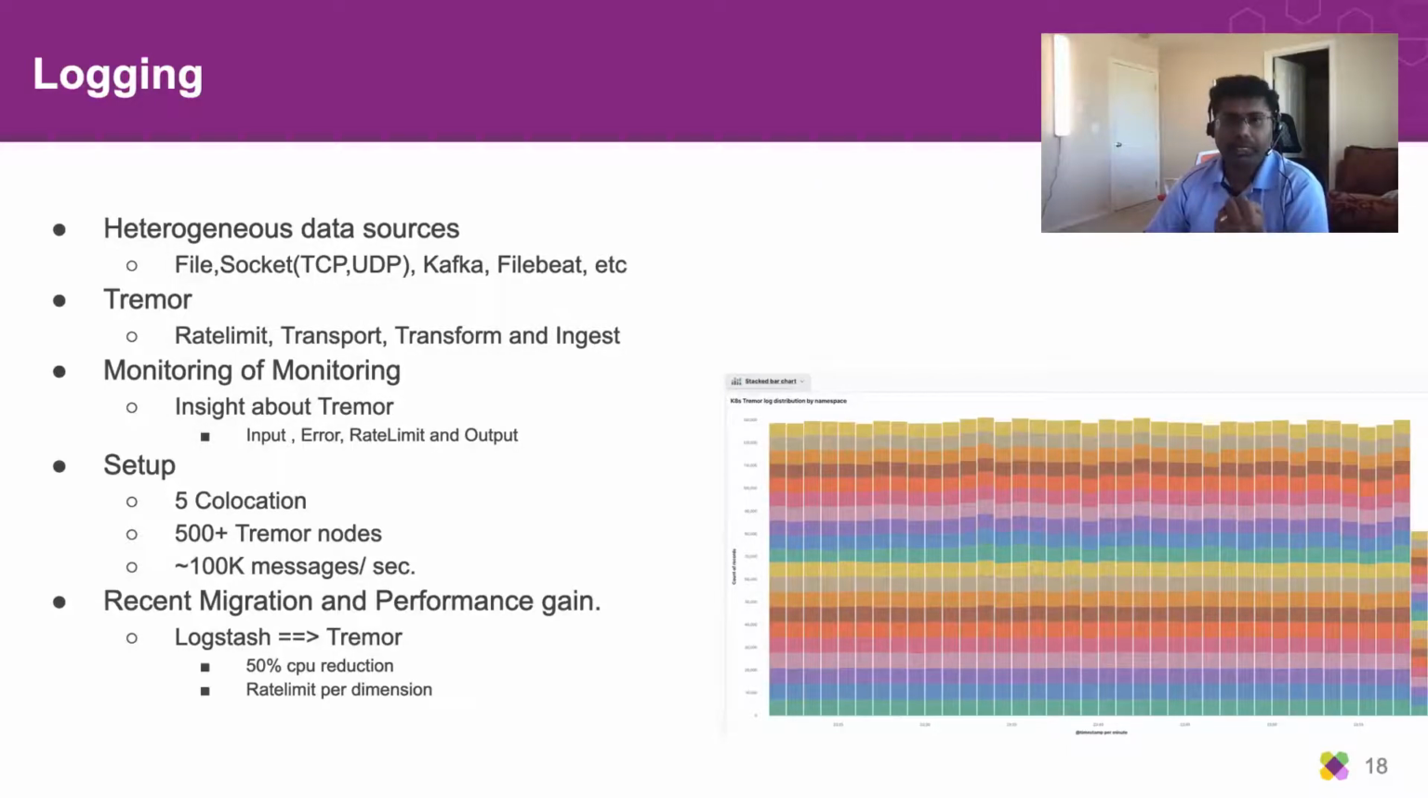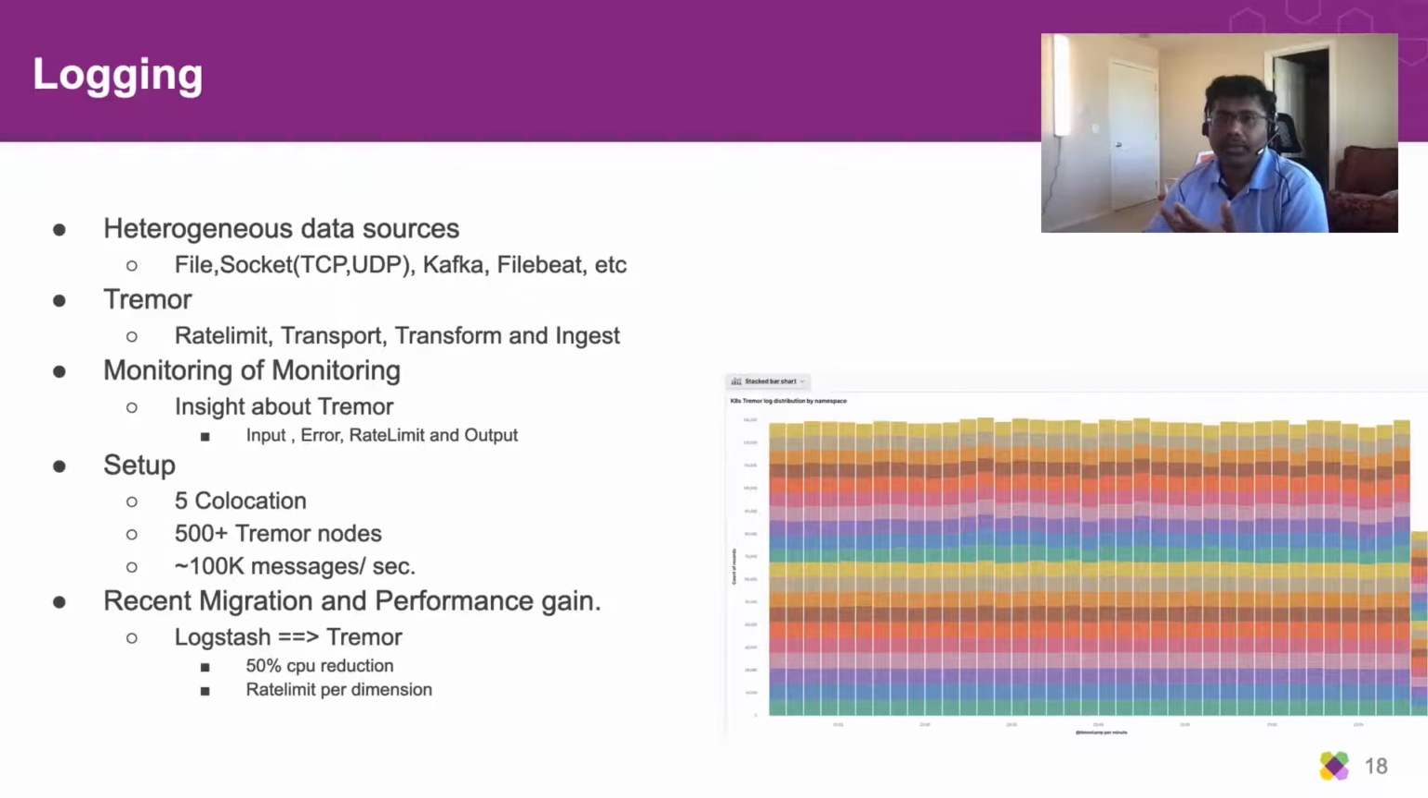Recently, most of our use cases have already been migrated to Tremor. We still have a few legacy cases here and there. A few weeks back, we did a migration for one of our components, and earlier we had some fallbacks on the Logstash side. It does support rate limiting, but it does not have features like setting it up at the dimension level.